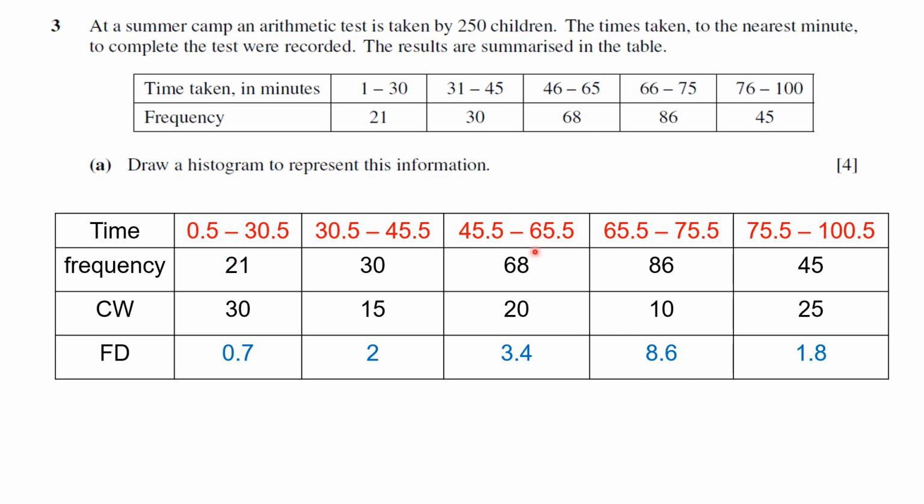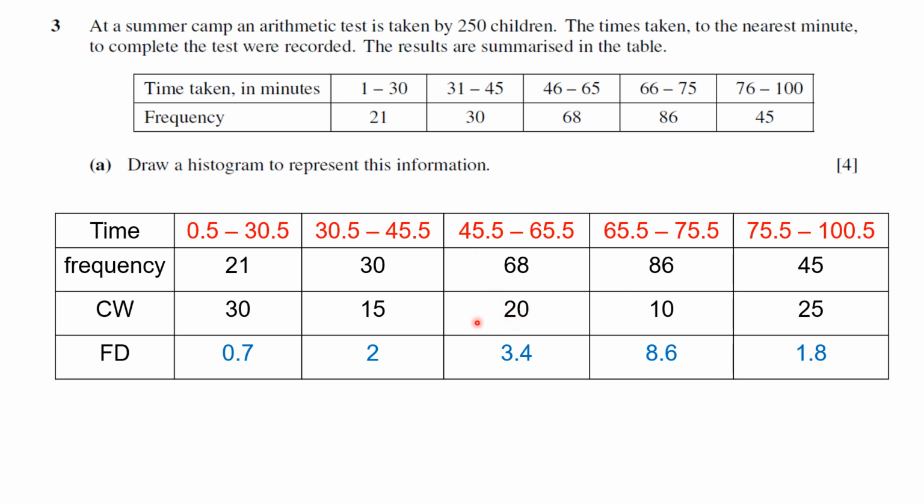After we have done the continuity correction, the next thing to do is to find the class width. The class width will be just the upper class limit minus the lower class limit. So, for example, 30.5 minus 0.5 gives us 30. 45.5 minus 30.5 gives us 15. 65.5 minus 45.5 gives us 20, and so on.